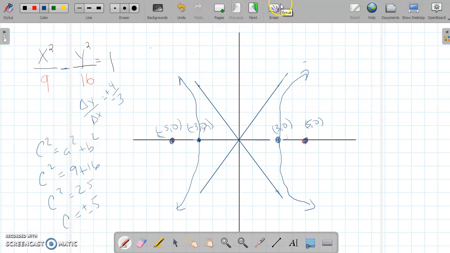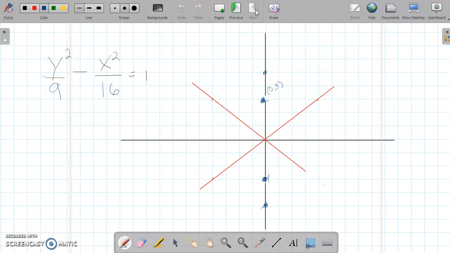Now, if we were to swap our x's and y's, so now the y squared is first instead of the x squared, this is totally different. This is a subtraction, it's not commutative, so we can't just switch those and have the same thing. So this is going to give us a different looking graph. But we're still going to look under the y. I see that 3. This is coming first. This is where the transverse axis is going to be on the y this time, on the vertical axis.